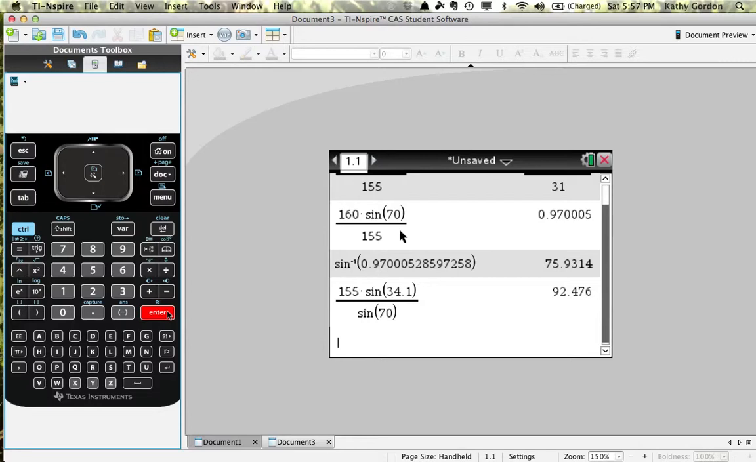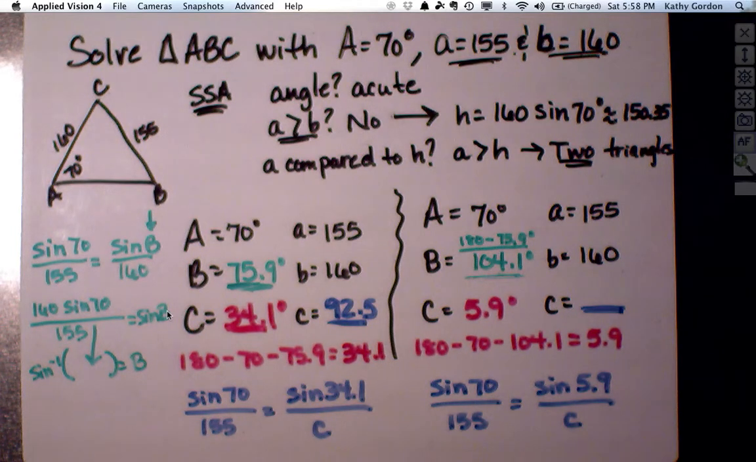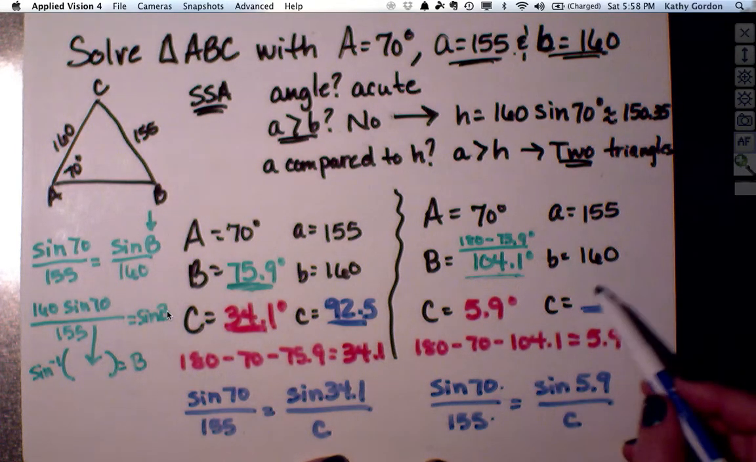Okay, now I'm going to do the same thing for this c, and I'll have the sine of 70 over 155, but now I'm going to have that equal to the sine of 5.9 over c. Okay, sorry about that, forgot to switch. So this is what I'm setting up this time. Sine of 70 over 155 is going to equal the sine of 5.9 over the c value in order to find the c that's in this triangle.